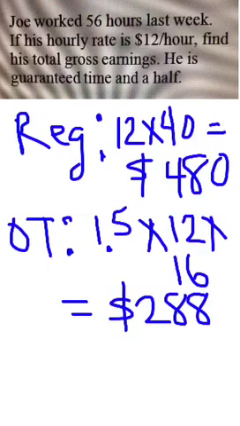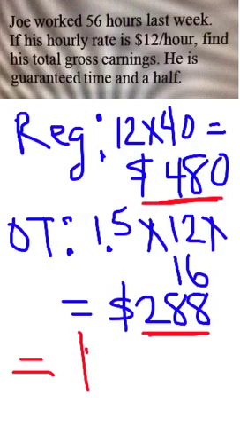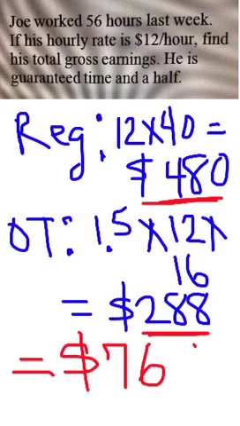Now, to find the gross earnings, add the regular pay and the overtime together. So Joe's gross earnings total $768.